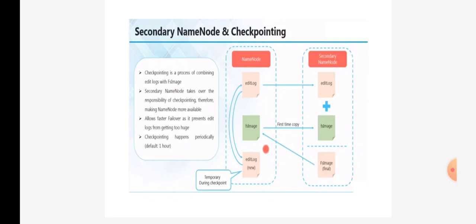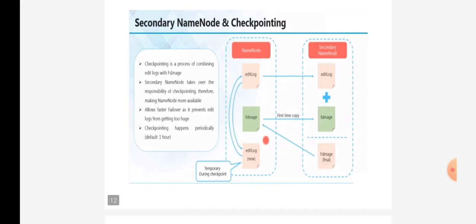Checkpointing is the process of combining edit logs and the FS image. That means checkpointing happens in my secondary name node. It has the combination of the edit logs and the FS image. The secondary name node takes over the responsibility of checkpointing, therefore making the name node more available. Yes, because the final FS image information will go to the name node only, and the processing will keep continuing in this way.